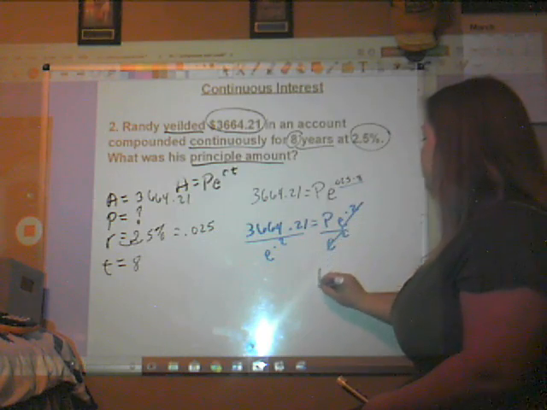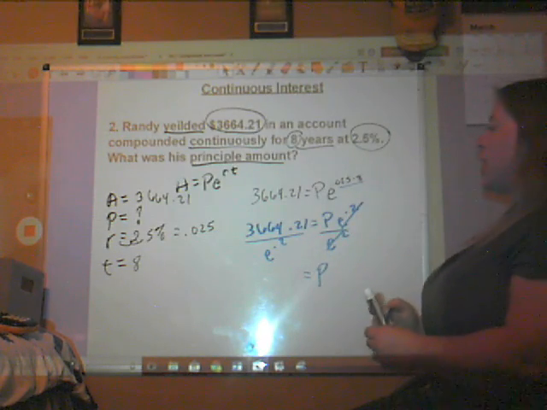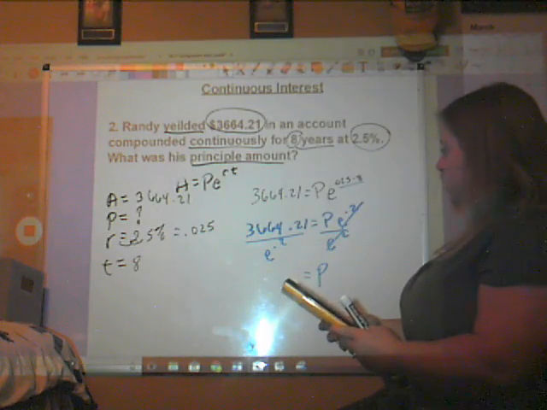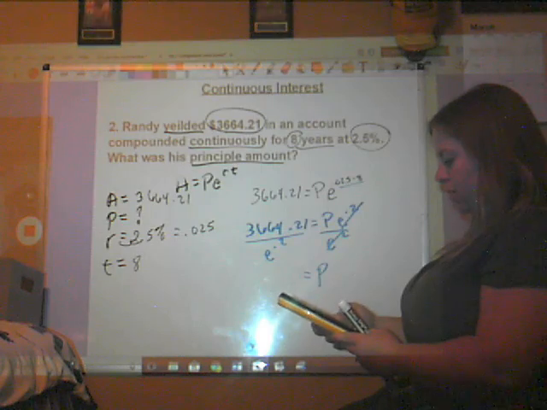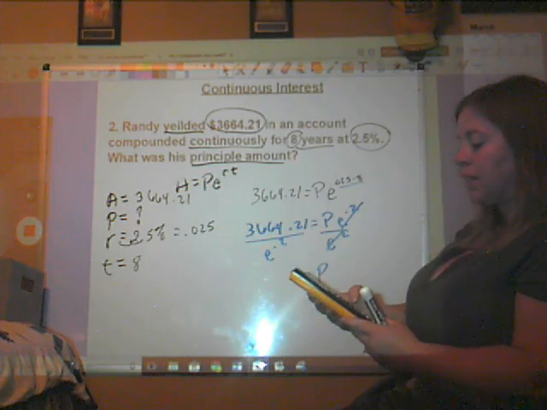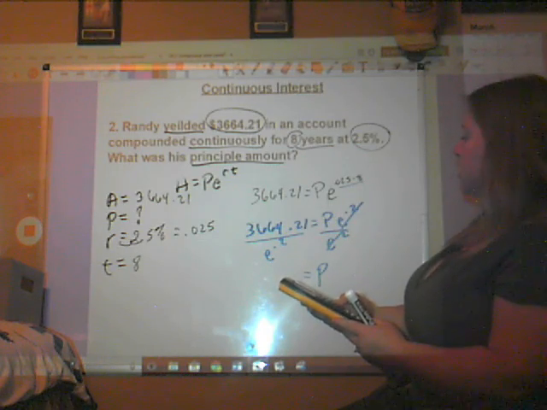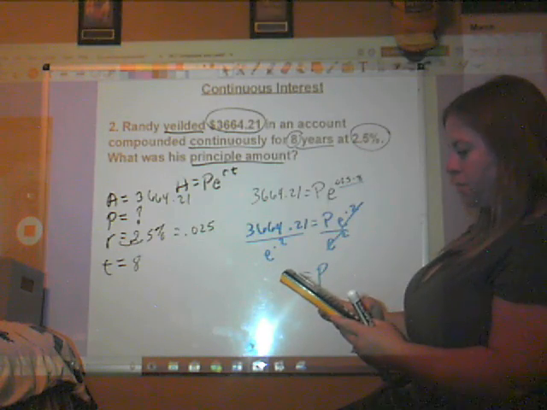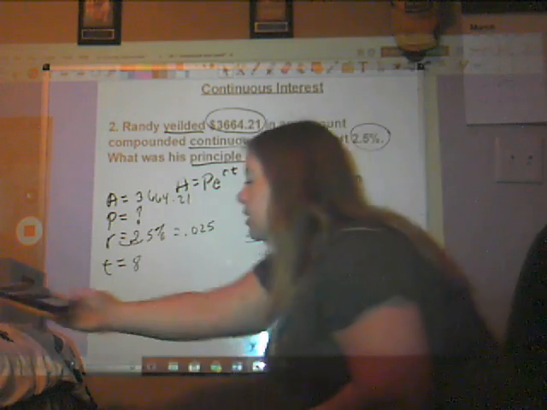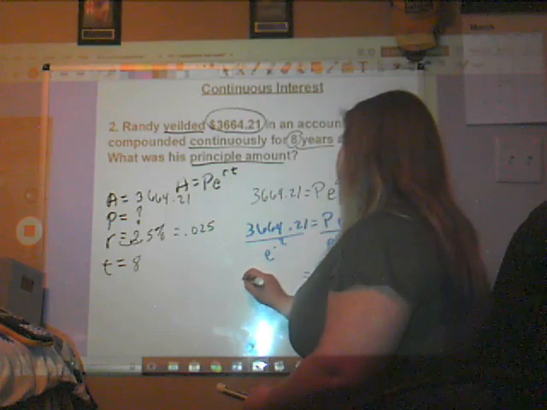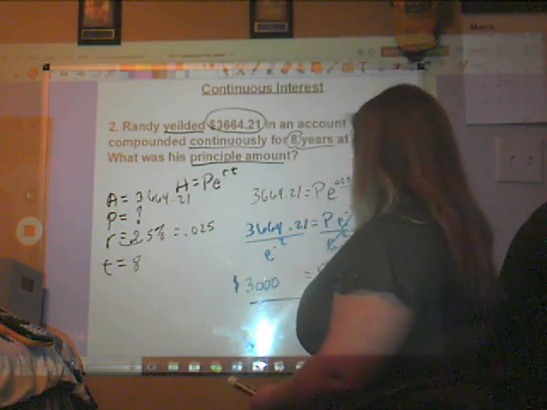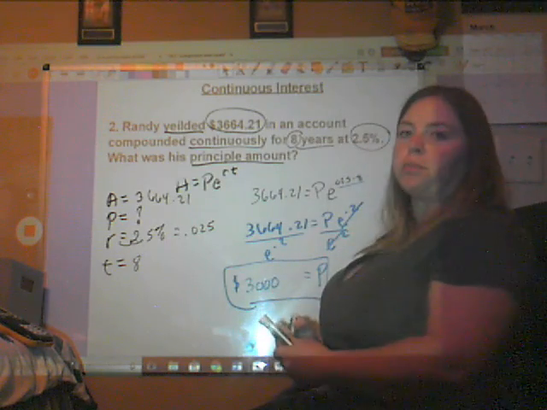Those cancel, and you get P equals, and you're just going to type that in your calculator. So you have 3,664.21 divided by e, and to get e, you hit second divide. Second divide is e to the power of 0.2. And that's 3,000.00, which is 3,000. So we started with $3,000. And that was our principal amount.